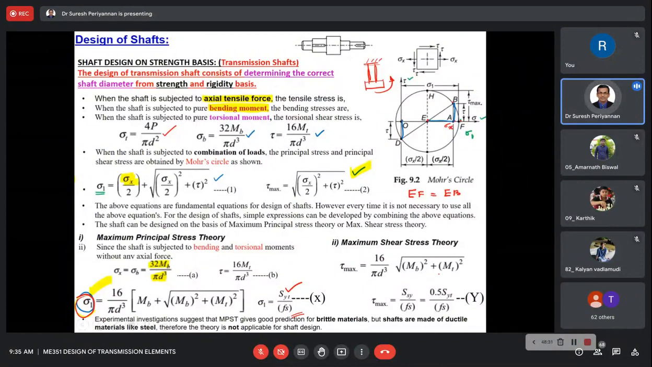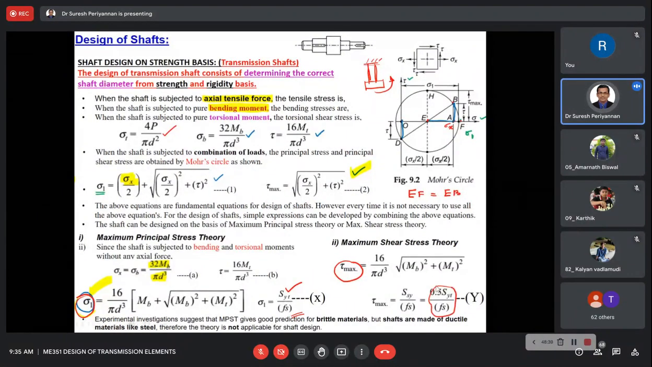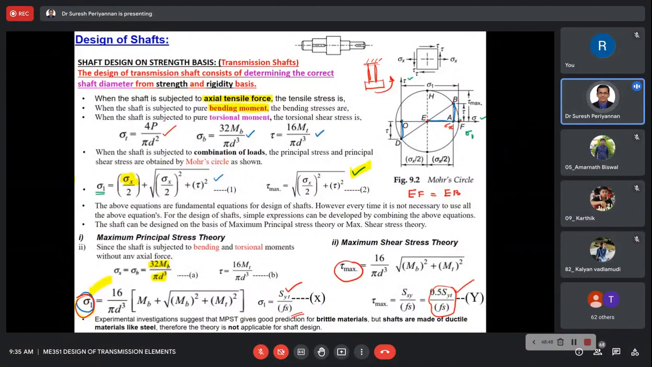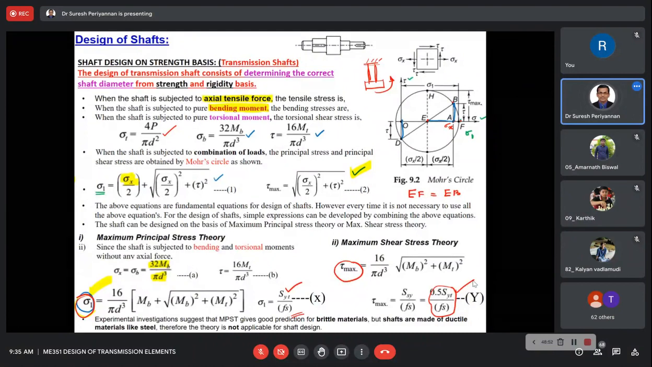Now, similarly, I am introducing here tau max. Tau max is equal to, we already discussed in the DME subject, 0.5 times SYT divided by FOS, yield strength divided by factor of safety. This will give you the permissible stress limit, also called the safe limit, for designing our shaft component, for designing our shaft diameter.